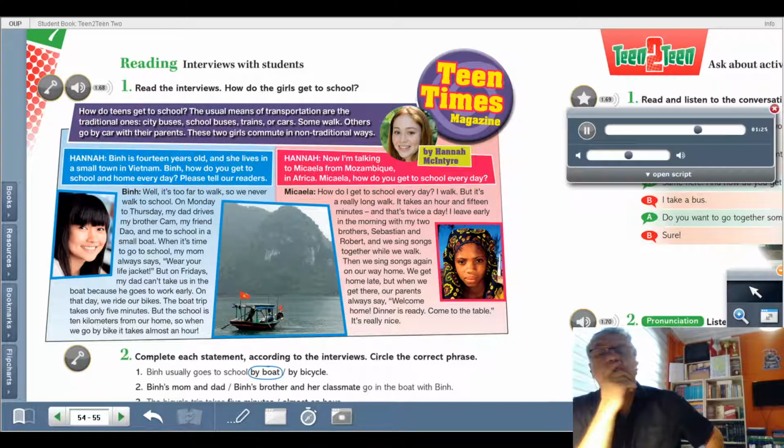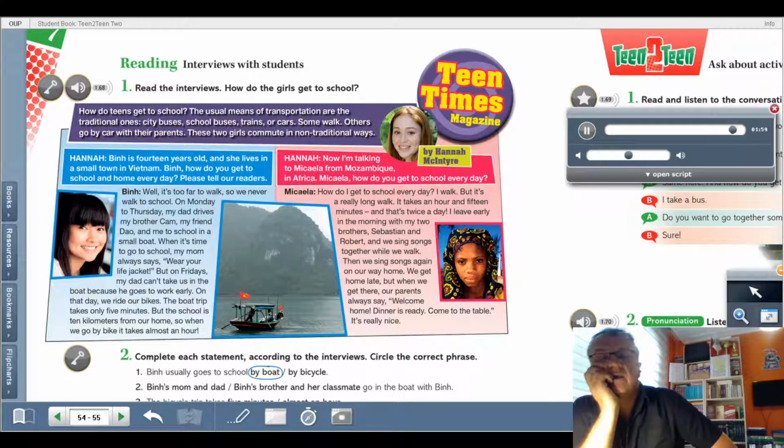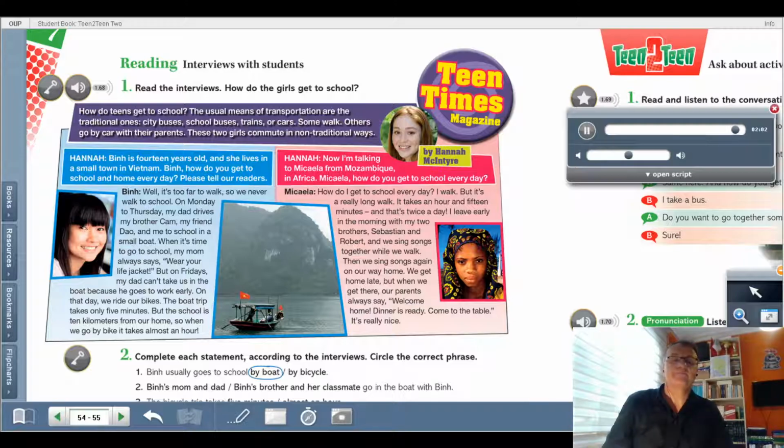Now I'm talking to Michaela from Mozambique in Africa. Michaela, how do you get to school every day? How do I get to school every day? I walk. But it's a really long walk. It takes an hour and 15 minutes, and that's twice a day. I leave early in the morning with my 2 brothers, Sebastian and Robert, and we sing songs together while we walk. Then we sing songs again on our way home. We get home late, but when we get there, our parents always say, "Welcome home. Dinner is ready. Come to the table." It's really nice.